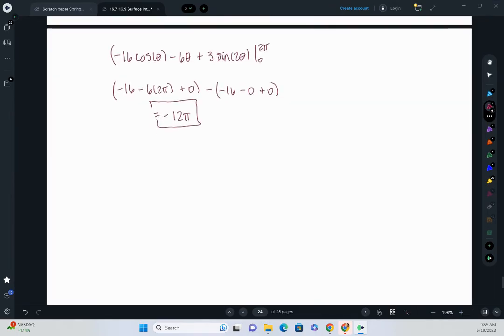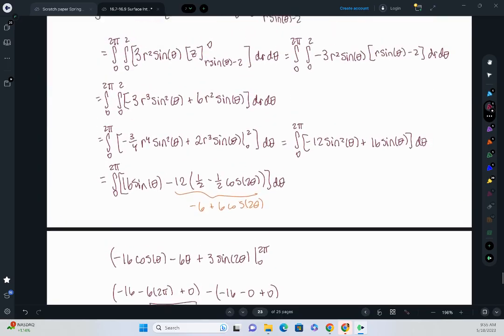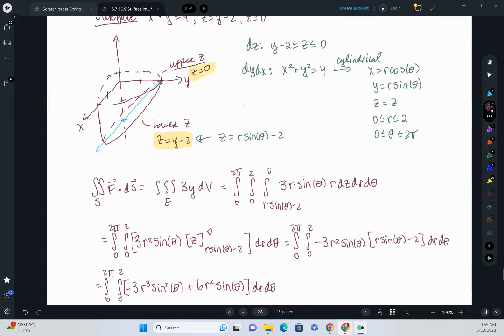All right, so that's the final divergence value. That's the flux. My flux is negative.